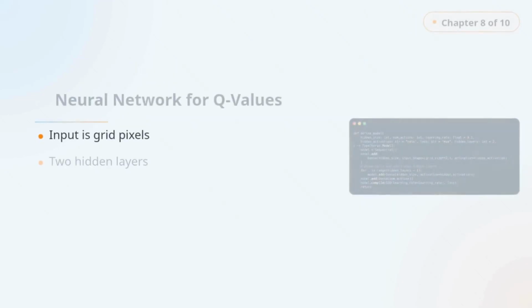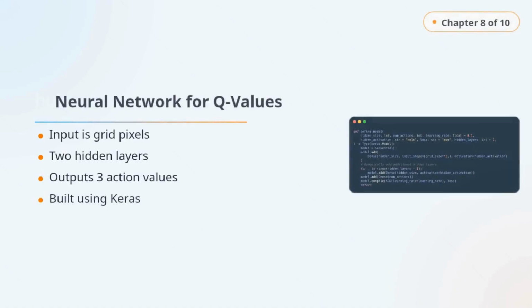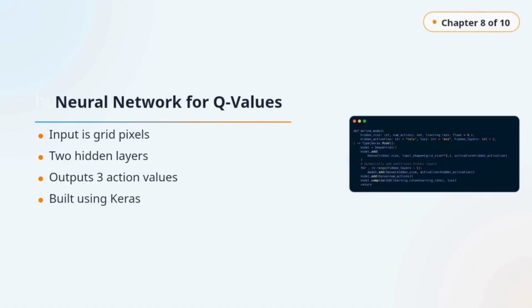Now let's move to the training file. The queue learning agent uses a neural network built in Keras. The input is the flattened grid state, basically the pixel representation of the board. Inside the network, there are two hidden layers. At the output, there are three values, one for each possible action: left, stay, and right. So the model takes the current game state and predicts how good each action is from that state. That prediction becomes the basis for both action selection and learning.